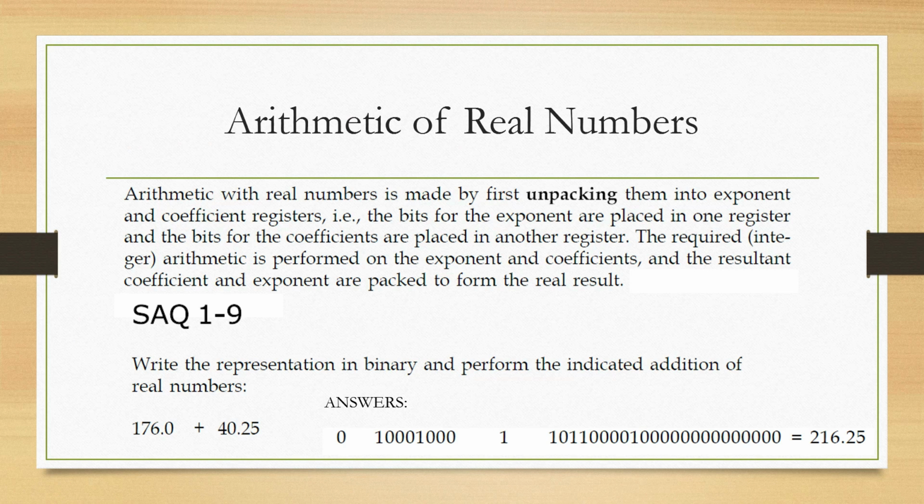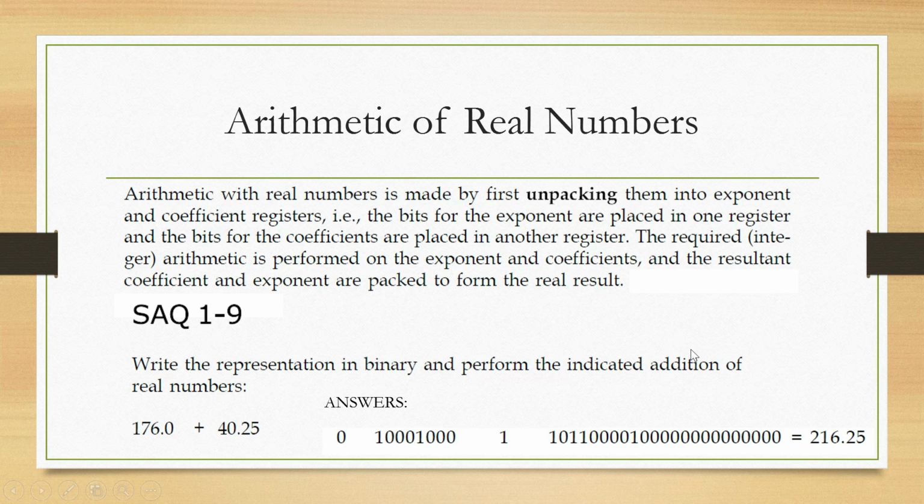For arithmetic of real numbers, arithmetic is made by first unpacking them into exponent and coefficient registers, like the bits for the exponent are placed in one register and the bits for the coefficients are placed in another register. The required arithmetic is performed on the exponent and coefficients, and the resultant coefficient and exponent are packed to form the real results.